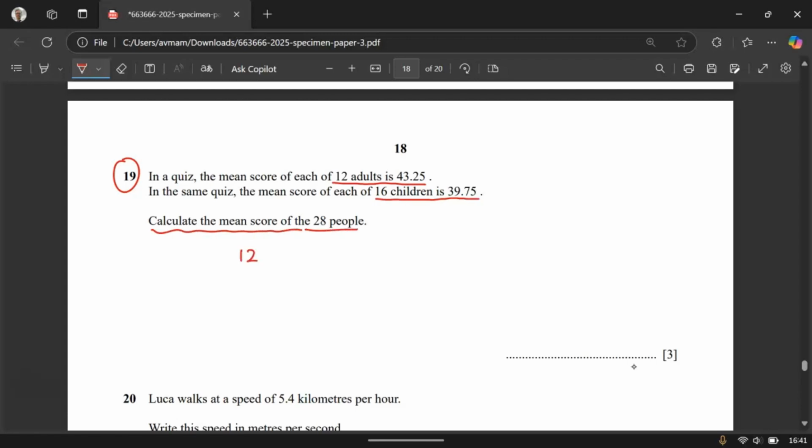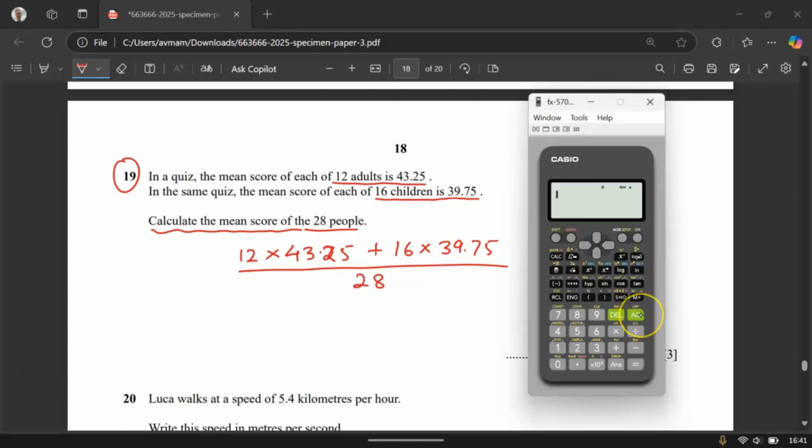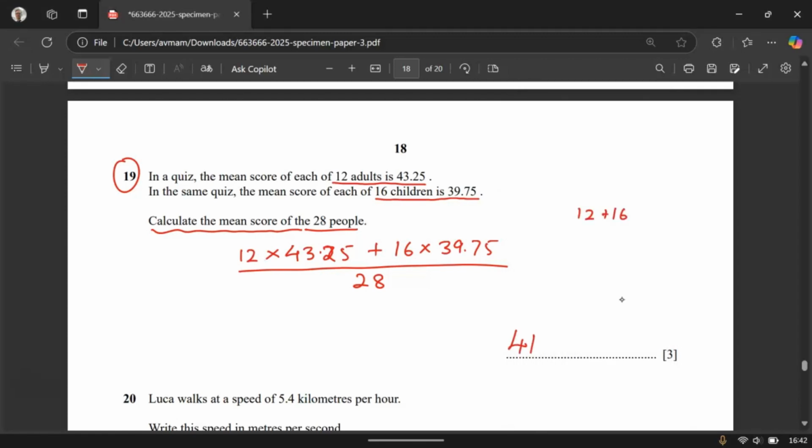So 12 times 43.25 plus 16 times 39.75, all of this divided by the total number of people, which is 12 plus 16, and that's 28. So if we enter this calculation in our calculator, we will get 41.25. All right.